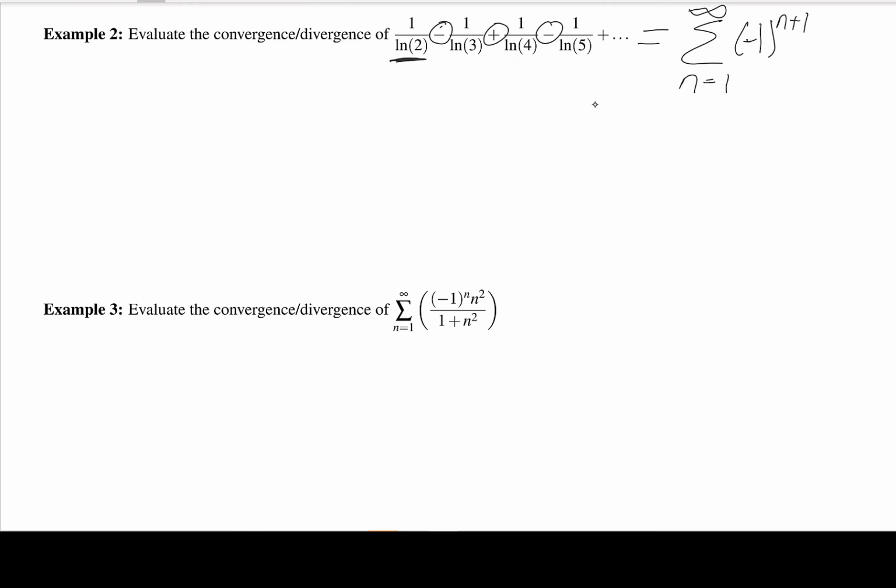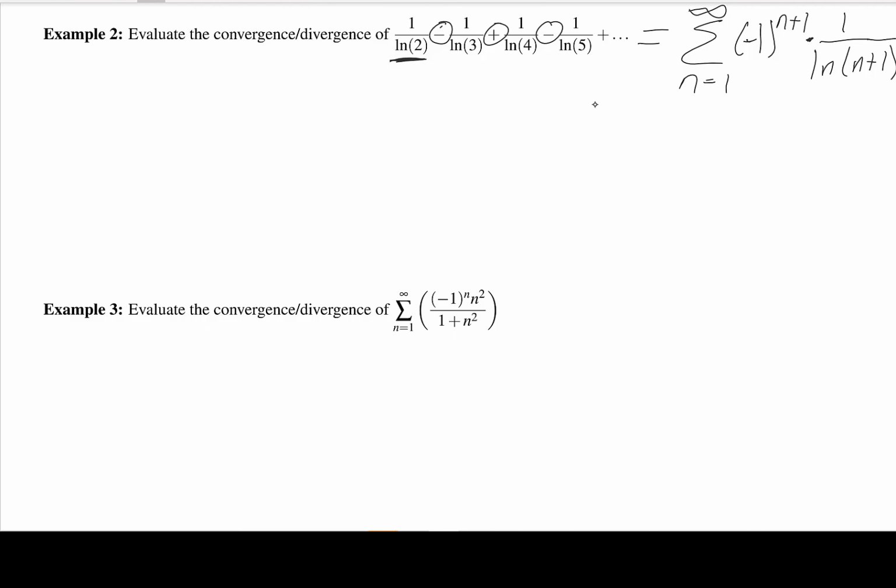The next thing I'm going to look at is these fractions. There's always a 1 on top, so this is going to be times 1 over, and then if I look at the bottom, we have 2, 3, 4, 5, and so on inside our natural logs. So to me, that looks like the natural log of n plus 1.